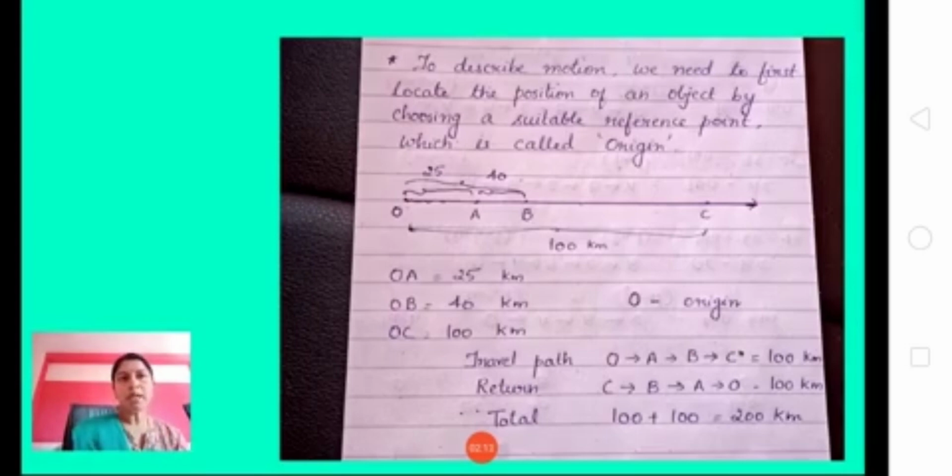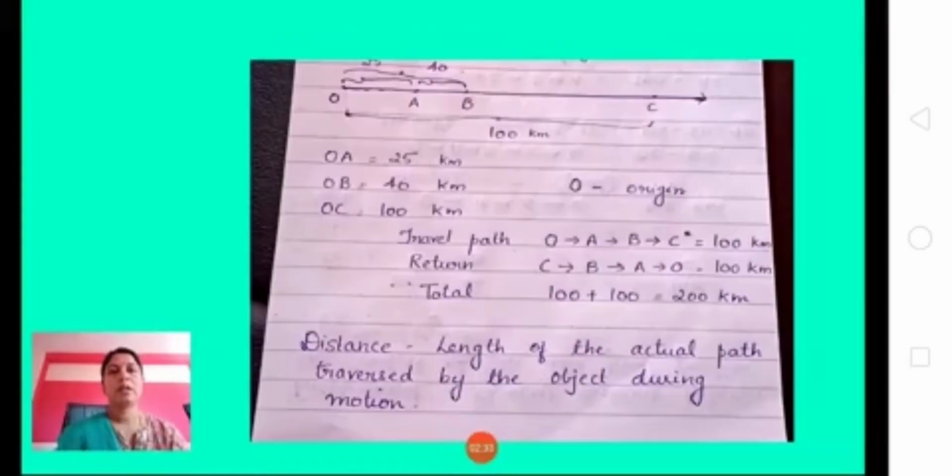Now the object is returning back from C. So it again travels through B, A and then returns to O. So in both the onward and the return journey, the total length covered by the object will be 200 kilometers. So this length covered by the object in its journey is termed as distance. So we define distance as the length of the actual path traversed. Traversed means covered. Length of the actual path traversed by the object during motion.